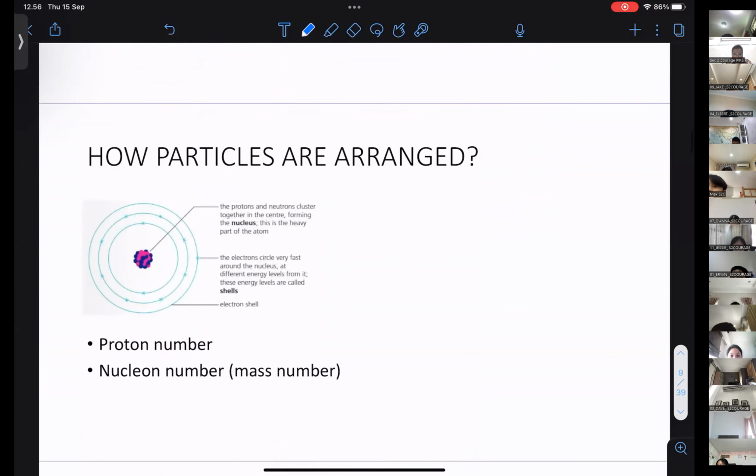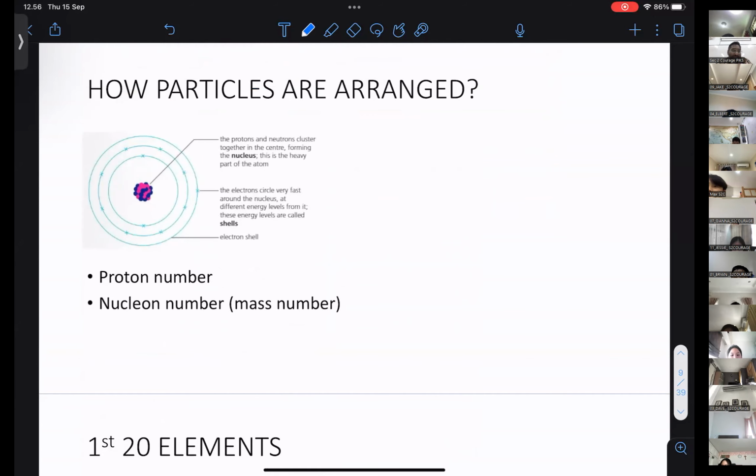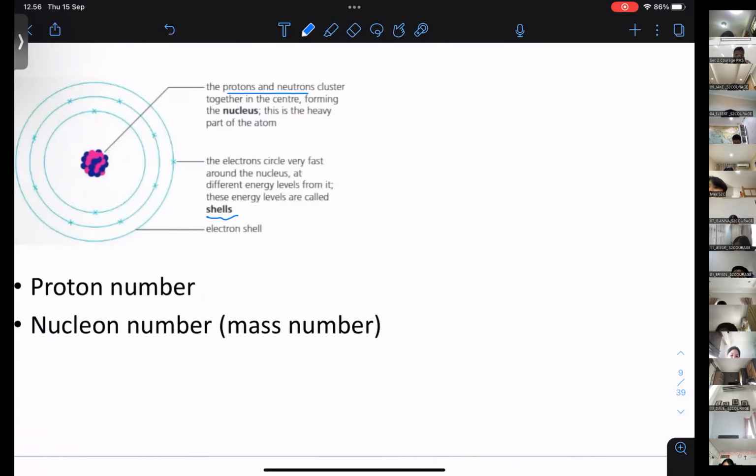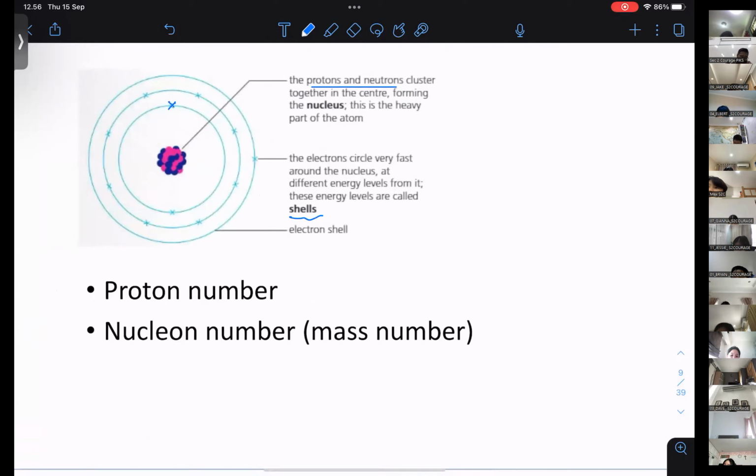Now, let's look at how particles are arranged. Just now we already learned that particles are put together in the nucleus. The nucleus will contain proton and neutron at the center. And surrounding that, you are going to have shells, the electron shells. The first shell can occupy 2 electrons, followed by 8 and 8 and so on.